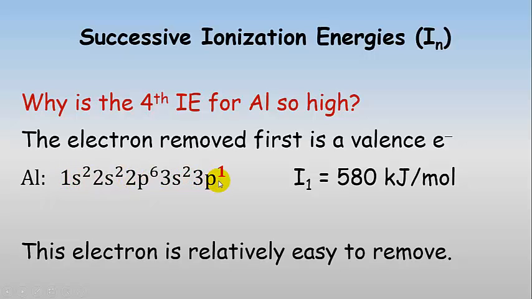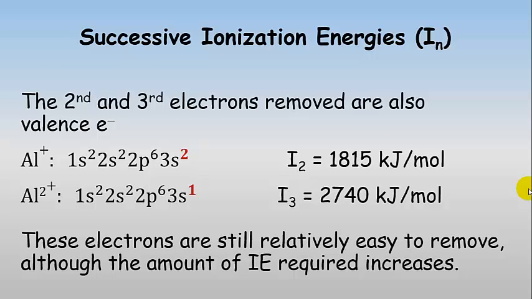Now it costs 580 kilojoules per mole to remove this electron from an aluminum atom for a whole mole. So it's relatively easy to remove. Now, the second and third electrons are also pretty easy to remove. I know this looks like a lot of energy, and it is increasing as we go to each successive ionization energy, but overall, they're still pretty easy.